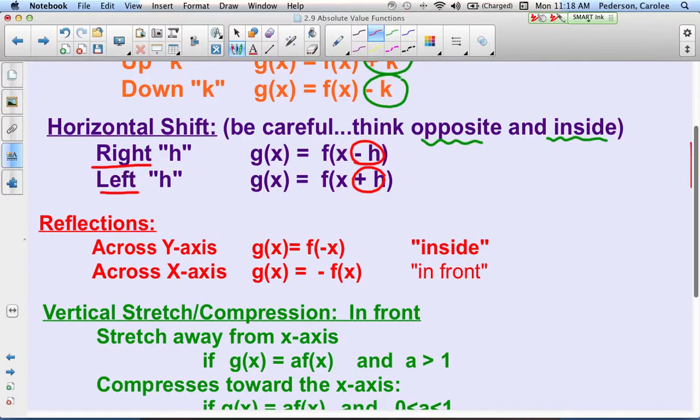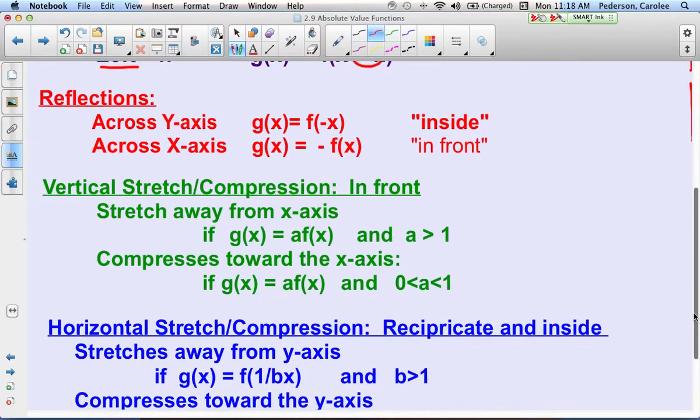Then the next transformation that could occur would be your reflections. Reflections across the y or the x-axis. If it is inside the function, then we're going to reflect it about the y-axis. If it's in front of the function, then we're going to reflect it about the x-axis.